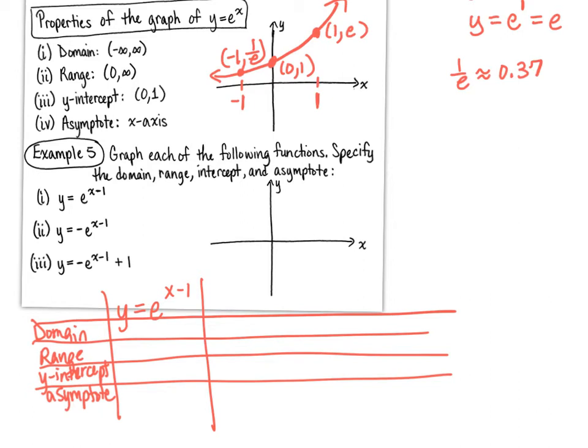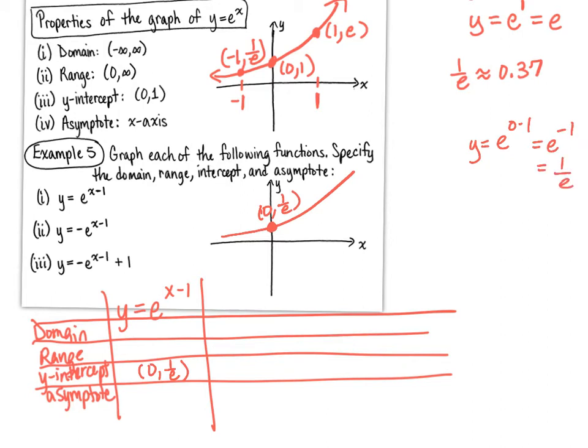Okay, let's first graph it. So it takes the graph of e to the x, which is here, and this minus 1 means shift e to the x right 1. When we shift it right 1, what does this point become? What's the y-intercept? 0, 1 over e. Good. Remember, you can do that by also substituting x equals 0. So you would have y equals e to the 0 minus 1, which is e to the negative 1, or 1 over e.